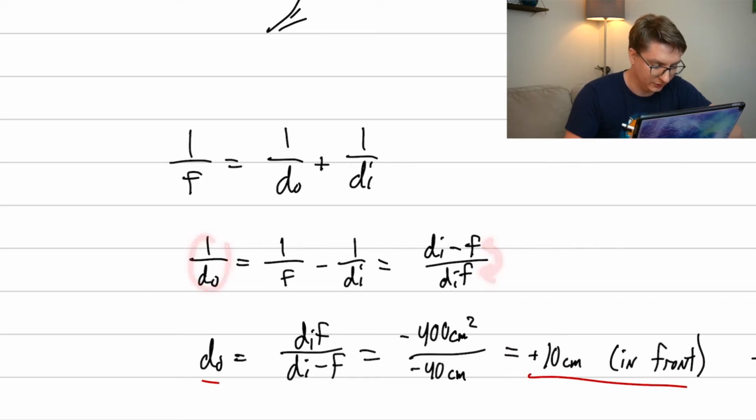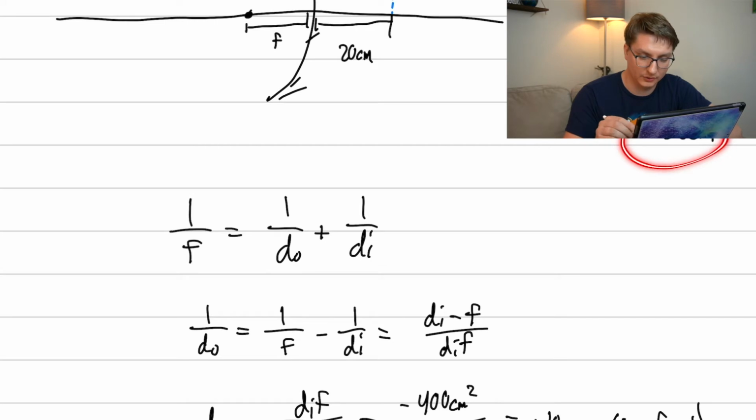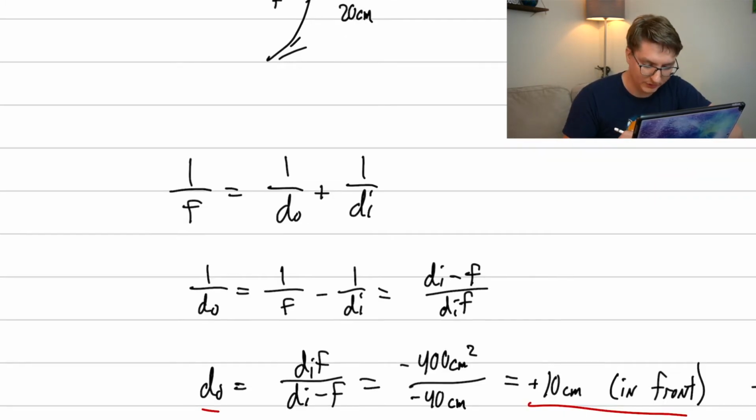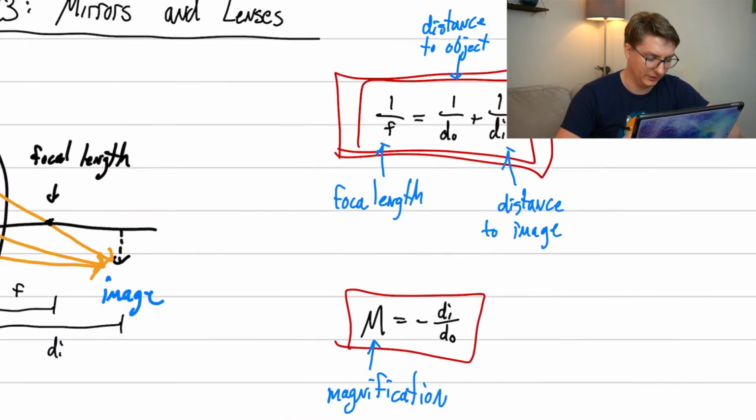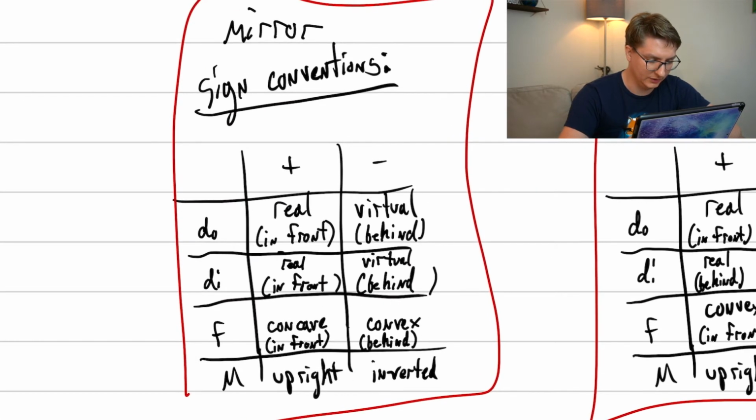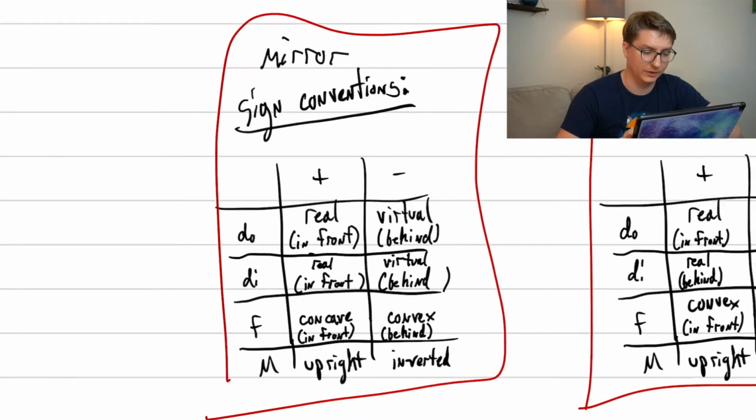If we want to get the actual d0, not 1 over d0, we have both of these numbers. We have di, it's negative 20, and the focal length is positive 20 because it's a concave mirror. We just put that in the math. We'll find that the object had to be 10 centimeters in front. So again, it's positive 10 centimeters. That means the object is a real object and it's in front, okay? Going back to our sign convention, okay, it's positive, it's real, and in front, okay?